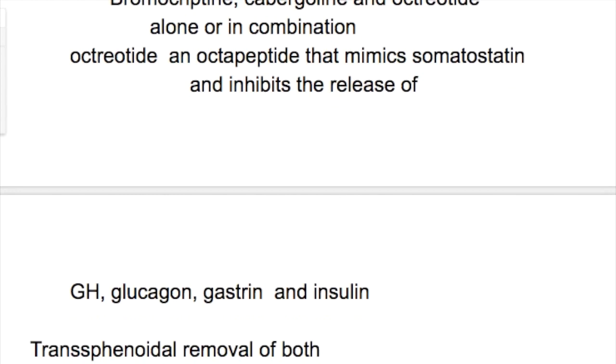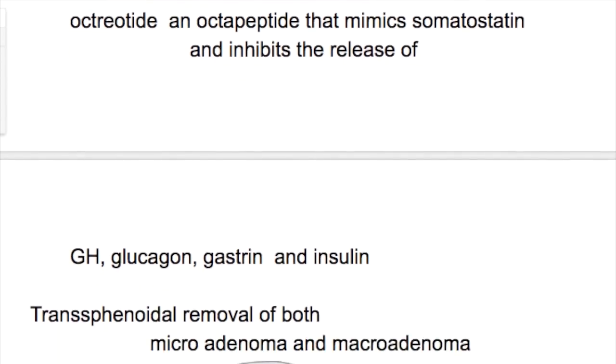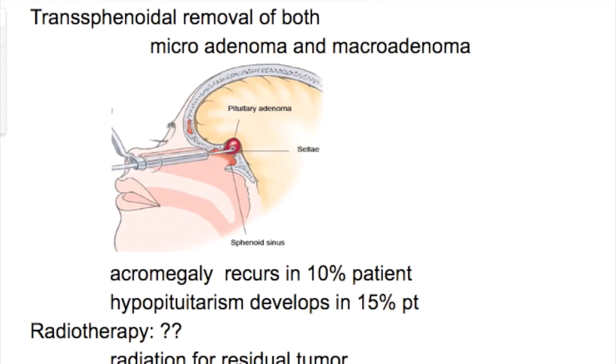The surgical treatment is transsphenoidal removal of both microadenoma and macroadenoma. And acromegaly recurs in 10% of patients. Hypopituitarism develops in 15% of patients. What are the advantages and disadvantages of radiotherapy? Radiation or radiotherapy is done for residual tumor.